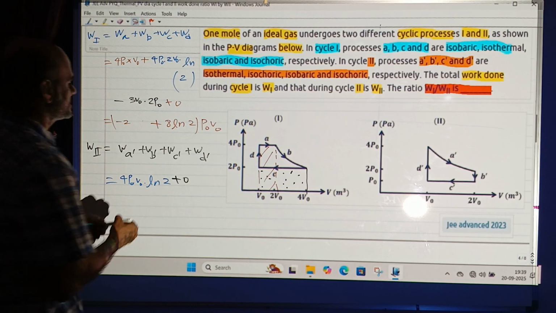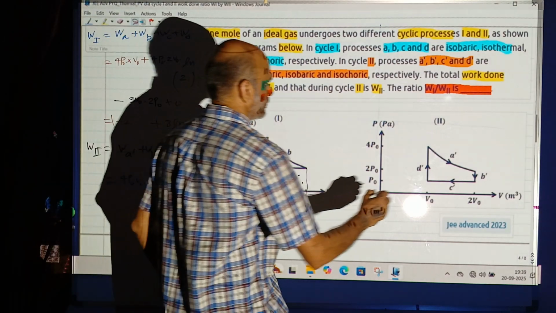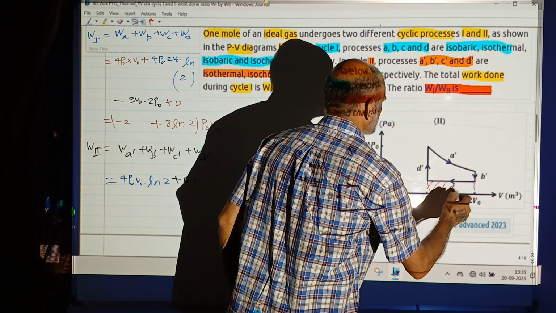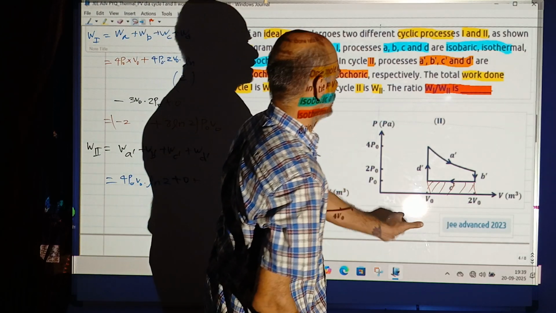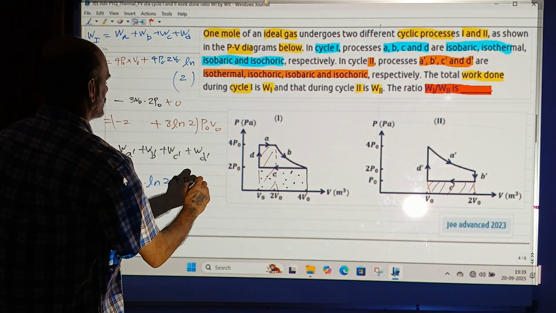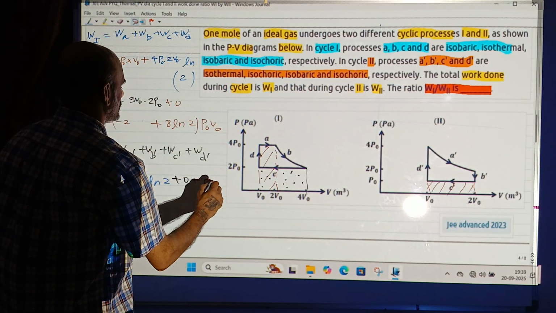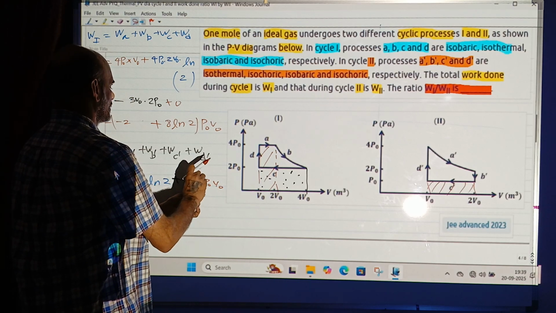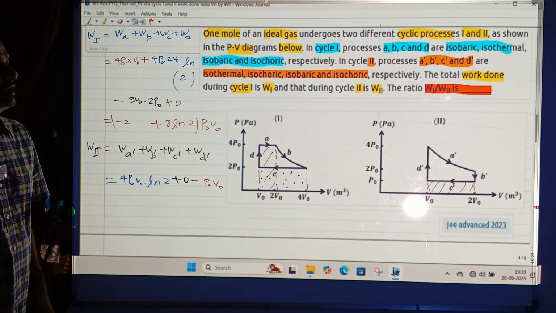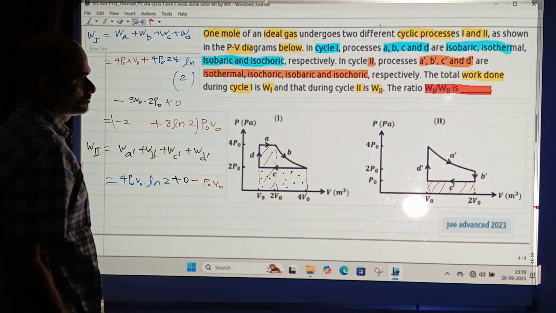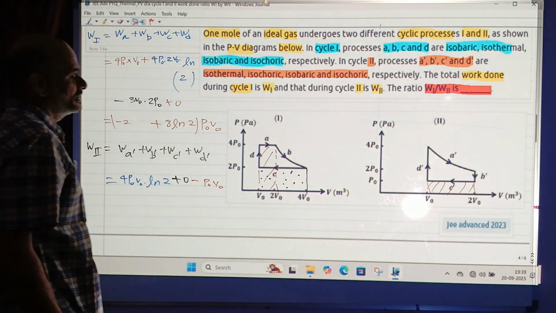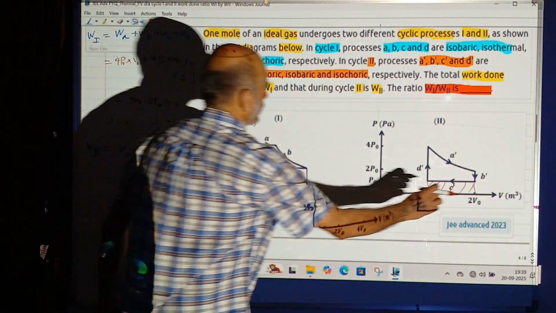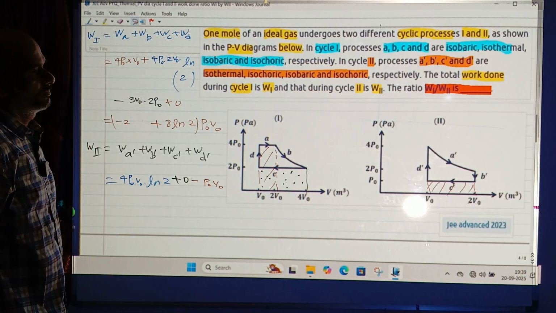Process C prime, the work done is the area under the curve, this much area. So height is P naught and the width is also V naught. So P naught V naught, but with a negative sign because volume is decreasing. Area under the curve is negative while going from right to left, because area under the curve is PdV. When going from here to here, dV at any step is negative. So add all the negatives, the total sum is negative.